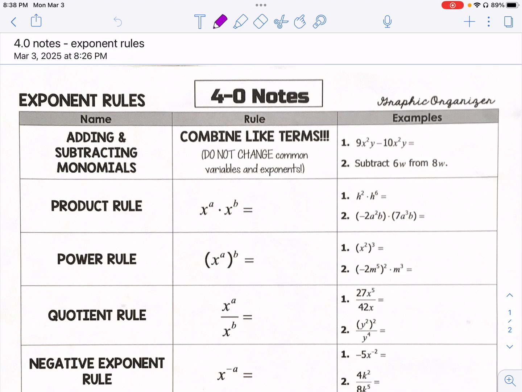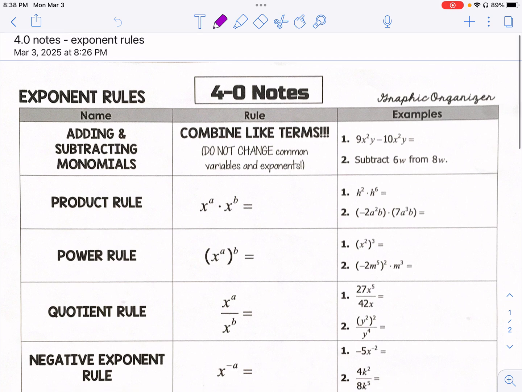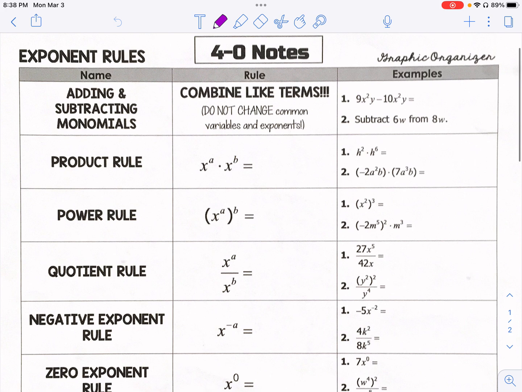Hello, class. For today, what we're going to be going over are our 4.0 notes, which is going to be our exponent rules. So this is a graphic organizer, and we're just going to go through these problems and talk through all the different rules. And hopefully this gives you a refresher of when you did this in Algebra 1.